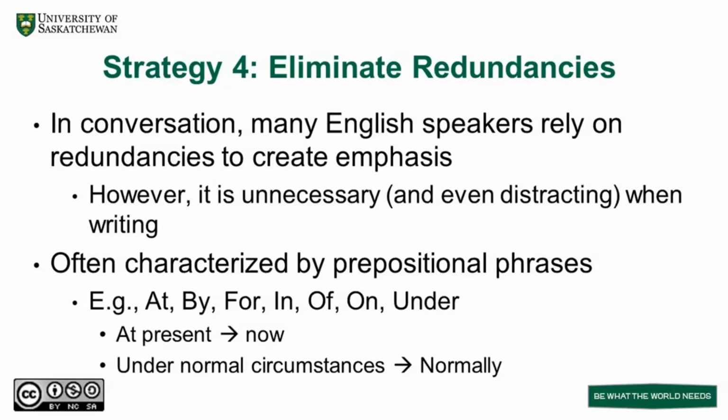So redundancies can often be identified through the association of prepositional phrases. So any phrases that begin with at, but, for, in, of, on, under. Often these are attached to phrases that might actually turn out to be somewhat redundant. So for example, at present, that little phrase could actually be changed into one word, now. Likewise, under normal circumstances, that could be changed into one word, normally.